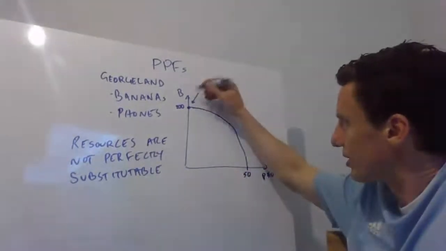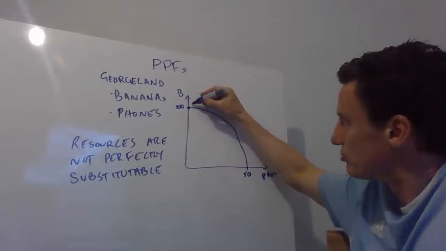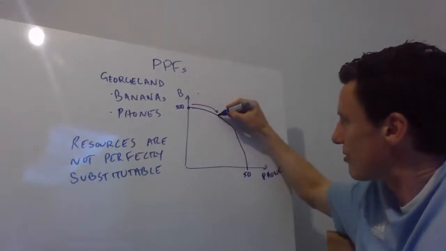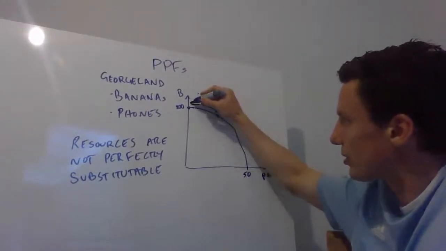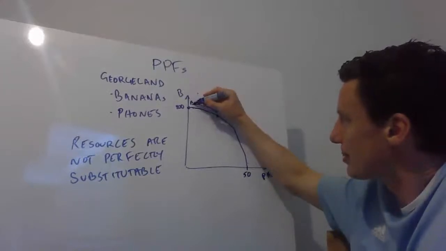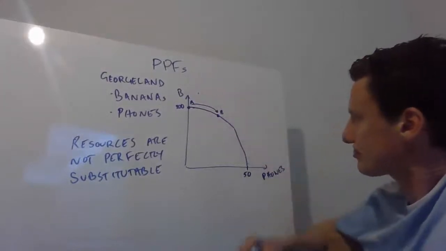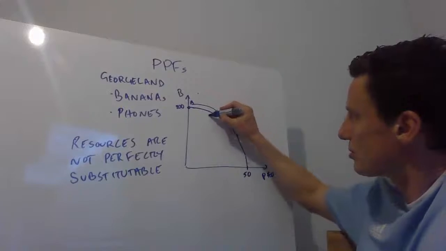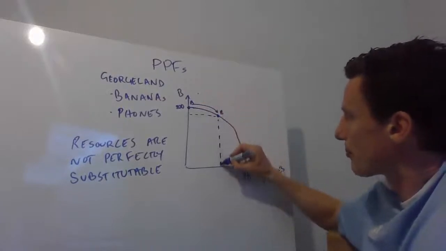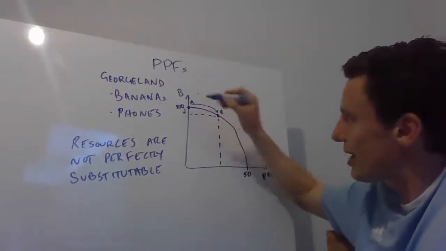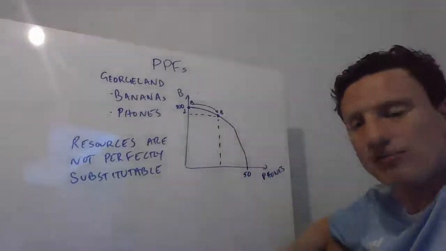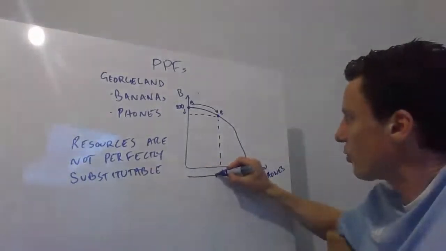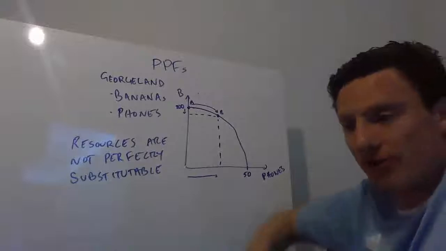Okay, so we are now reallocating from that point to somewhere around here. Okay, we're going from point A to point B. What do we notice? Well, in this instance, we gave away very few bananas. We sacrificed very few bananas for quite a large gain of phones.